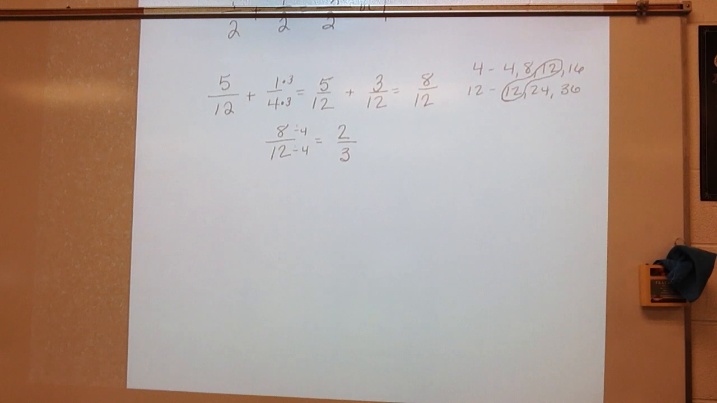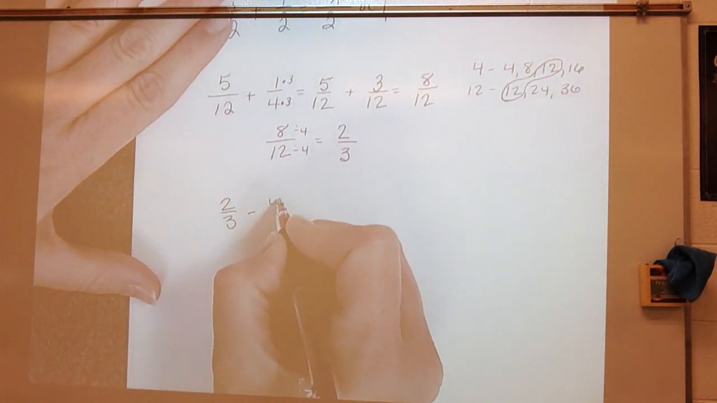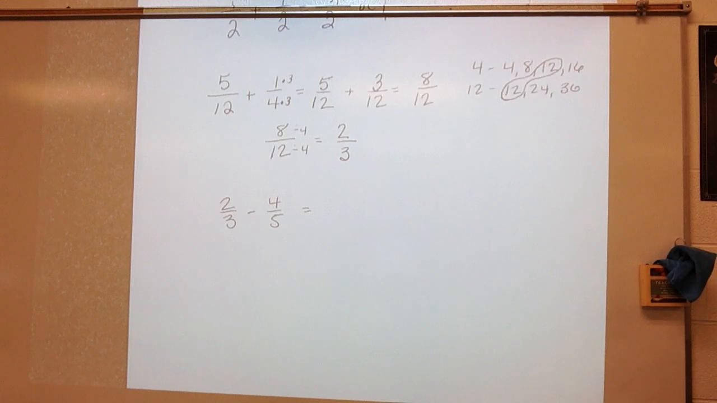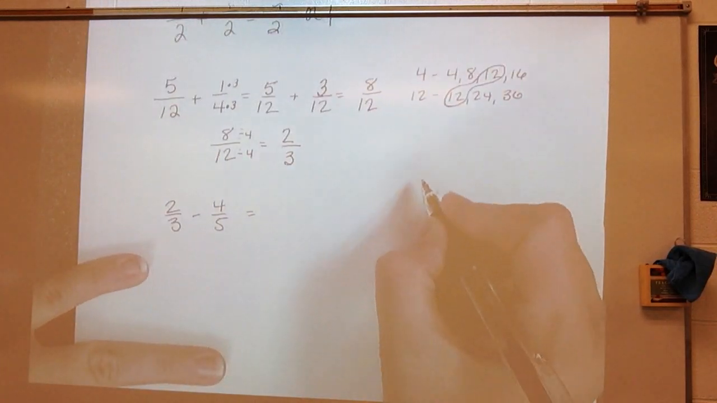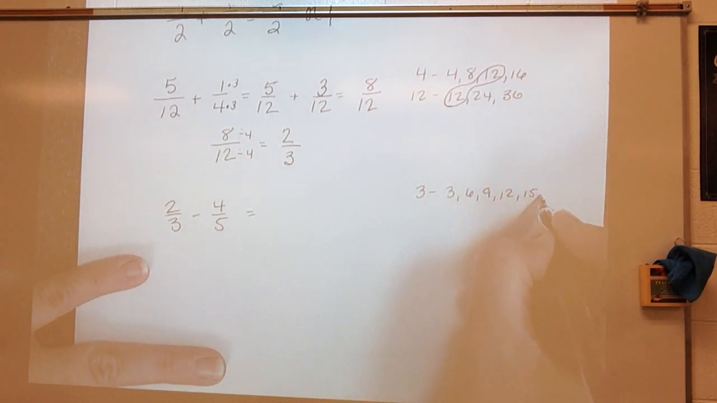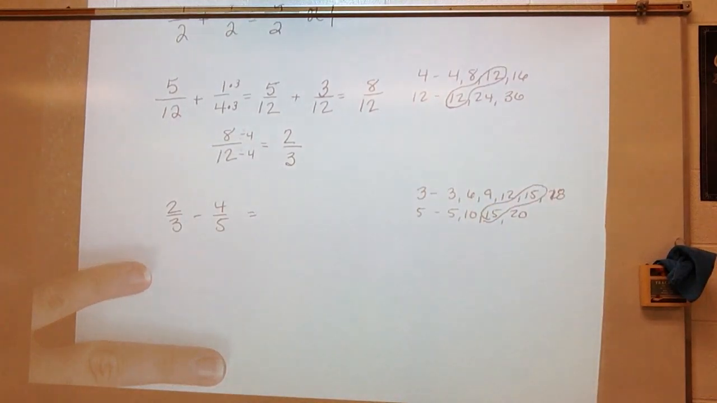Subtraction is the same exact way. Let's look at this. 2/3 minus 4/5. Once again, they do not have common denominators, so I've got to figure out the common denominator here. So 3 would be 3, 6, 9, 12, 15, 18, and then I'm going to do 5, 10, 15, 20. I see that my common denominator will be 15.